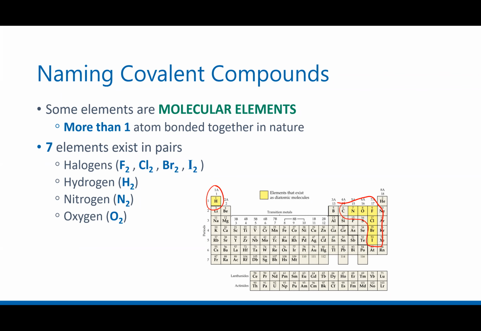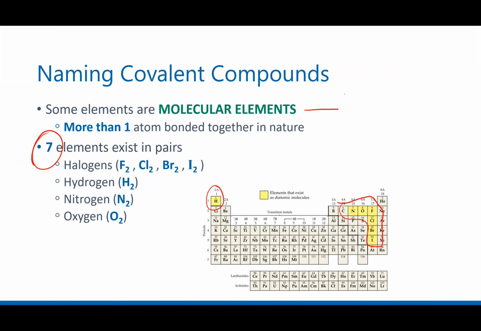And there's actually 7 elements that exist in nature in pairs or groups. They would be your halogens. I'm just going to read the names: fluorine, chlorine, bromine, and iodine. Even though there's 2 of them, F2, Cl2, Br2, we name them like we name the element. It's just fluorine, just chlorine. Hydrogen is another one, and nitrogen is another one. So fluorine, chlorine, bromine, and iodine exist as molecular elements.